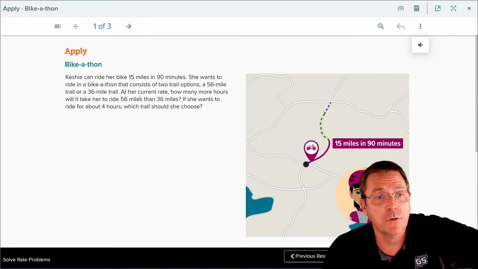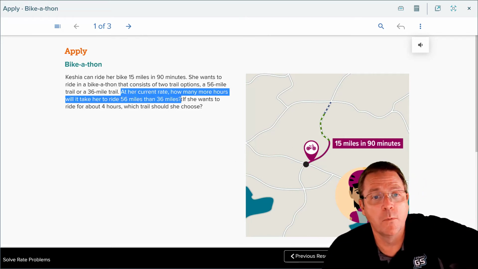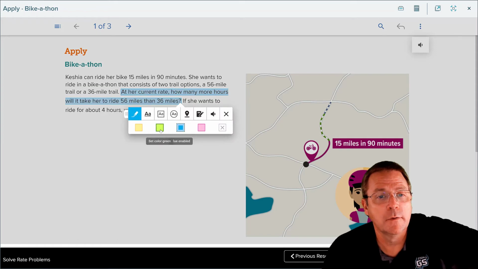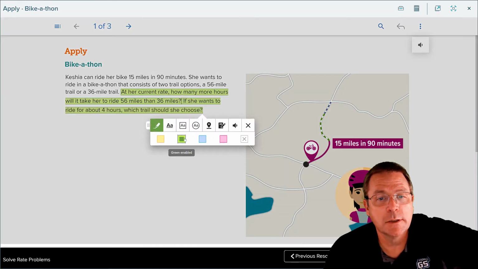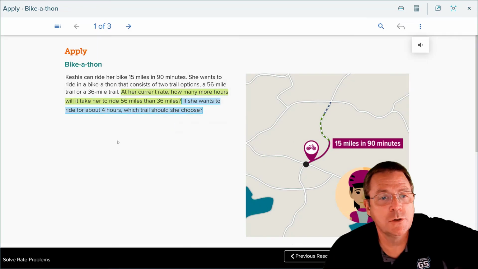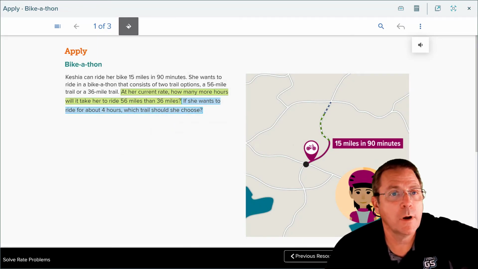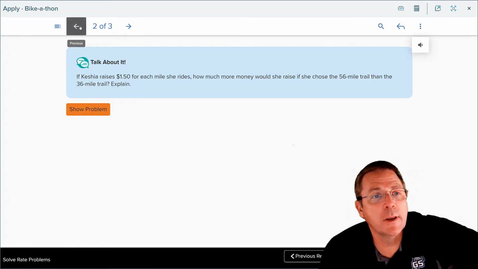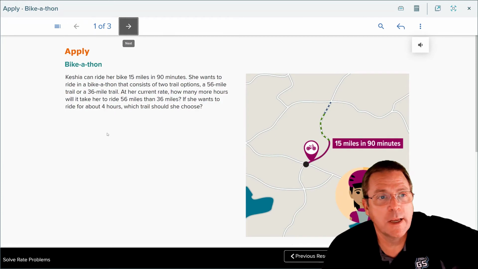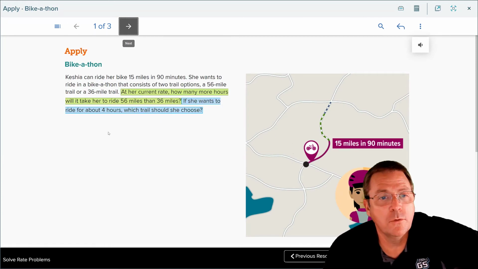So we've got 2 questions here. Question number 1 says, at her current rate, how many more hours will it take her to ride 56 than 36? And question number 2 says, which trail should she choose if she wants to ride for 4 hours? So with that in mind, we're going to go ahead and press our next button. And that one isn't even going to give it to us. Now they want us to actually solve this. So you pause your recording, solve it, and let's see what I end up getting.